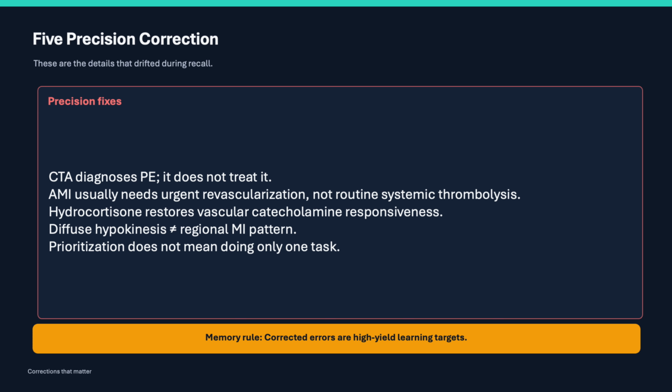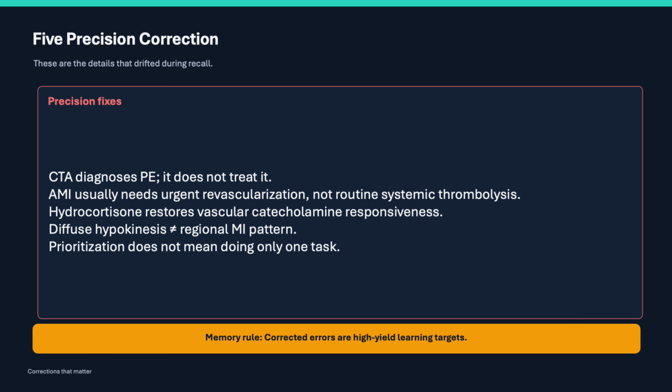Correction number 4. Diffuse hypokinesis supports global myocardial dysfunction. Regional wall motion abnormalities raise greater concern for focal coronary ischemia, although the whole clinical context must still be considered. Correction number 5. Prioritization does not mean doing only one task. In critical illness, one intervention may come first, while antibiotics, transfusion, monitoring, vasopressors, and specialist mobilization occur in parallel.